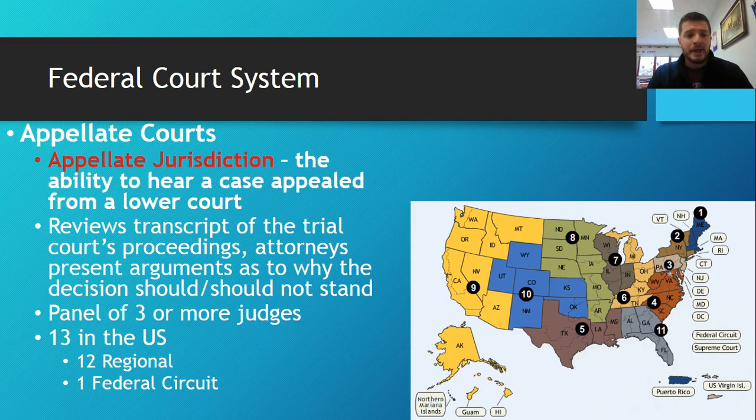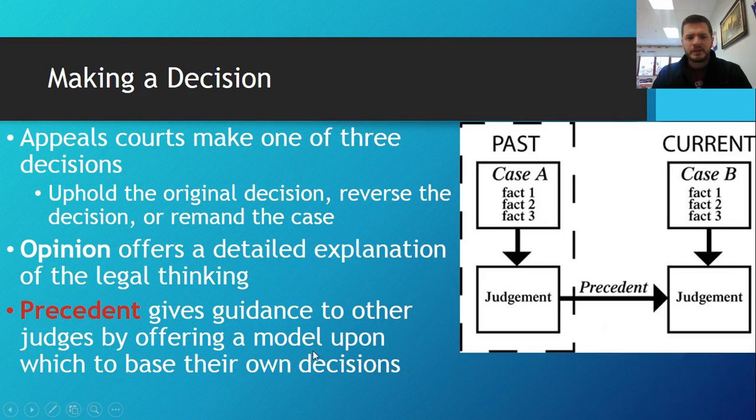There is a panel of 3 or more judges that look at your case, and there are 13 of them in the United States. There's 12 regional, and then 1 is a federal circuit. So you see we have 12 here, and then there's 1 that is just kind of traveling as well. That might have actually been an old map because I only saw 11 there. But anyway, there's 12 now.